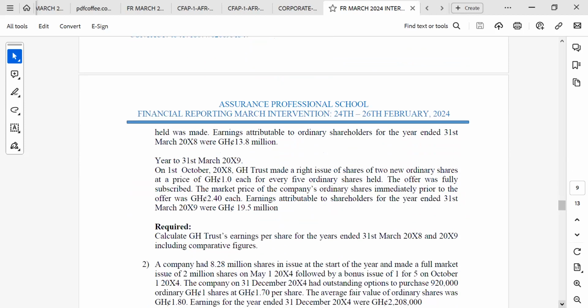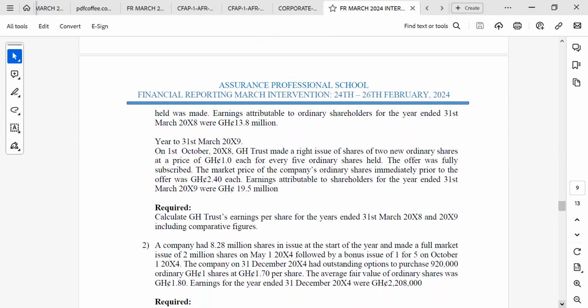The offer was fully subscribed. The market price of the company's ordinary shares immediately prior to the offer was 2.4 cedis each. Earnings attributable to shareholders for the year ended 31 March 20x9 were 19.5 million Ghana cedis. Calculate GH Trust's earnings per share for the years ended 31st March 20x8 and 20x9, including comparative figures.